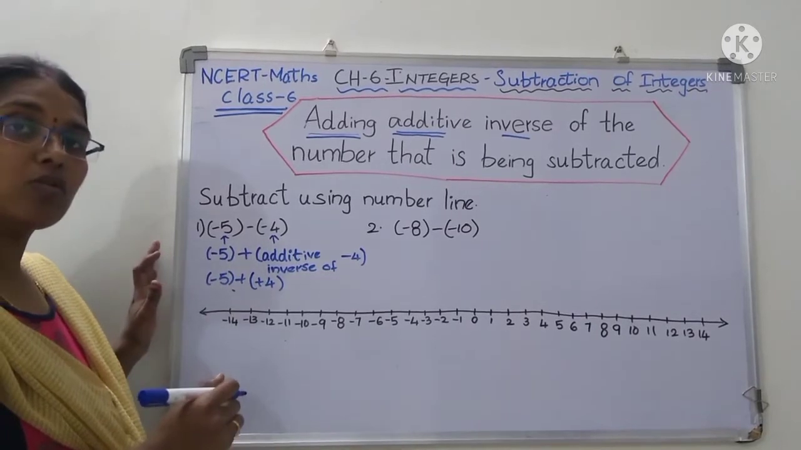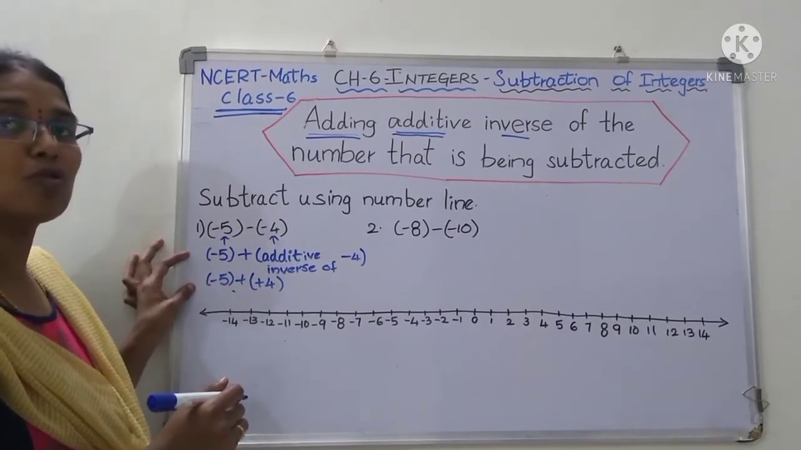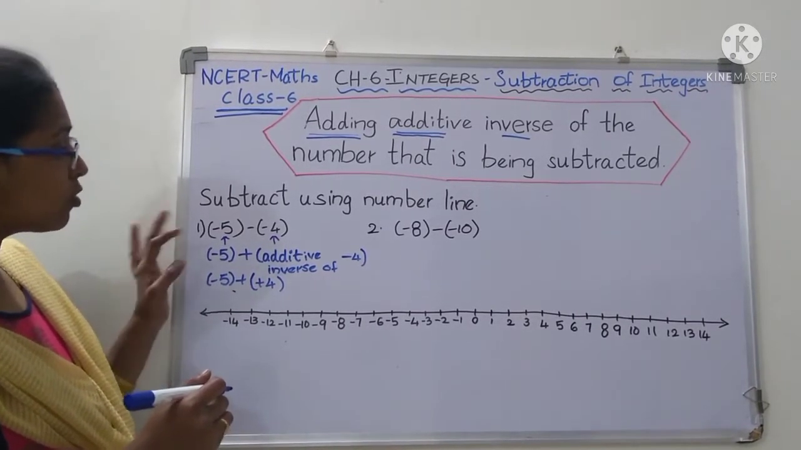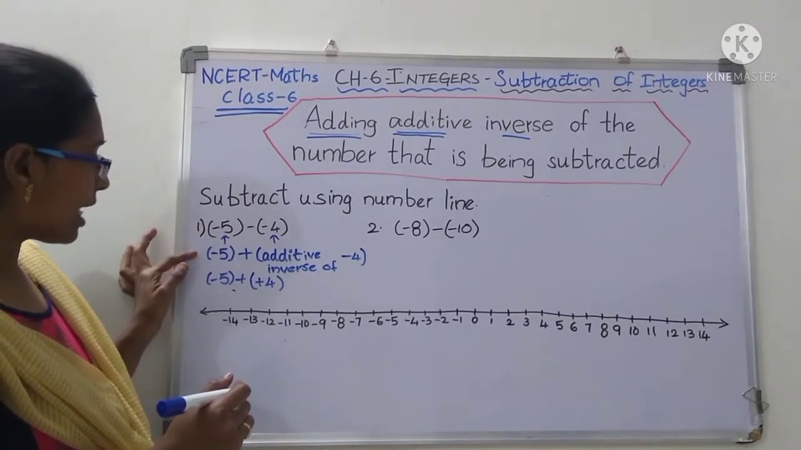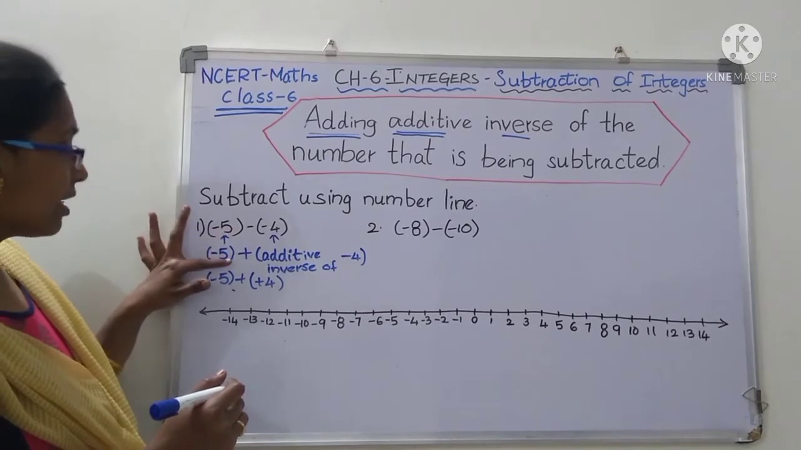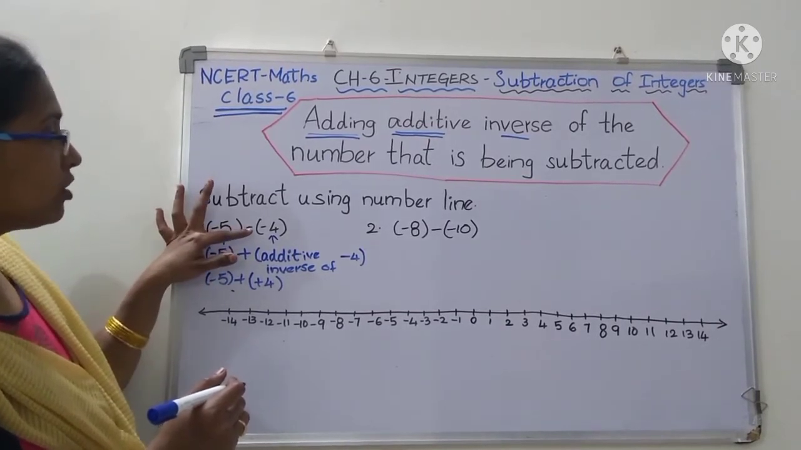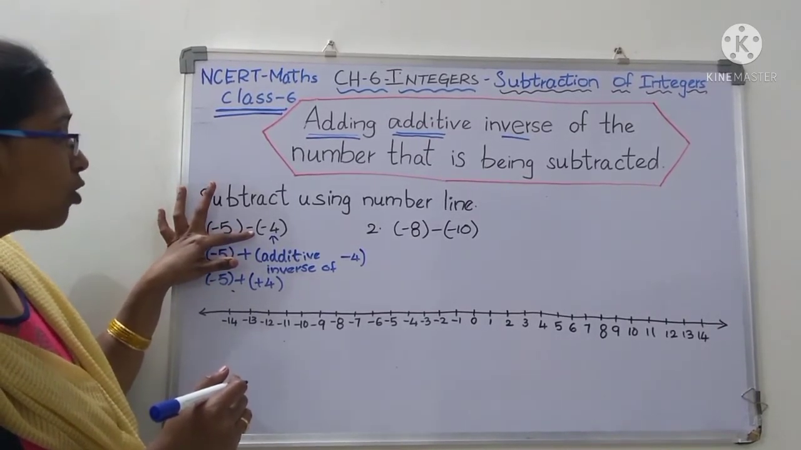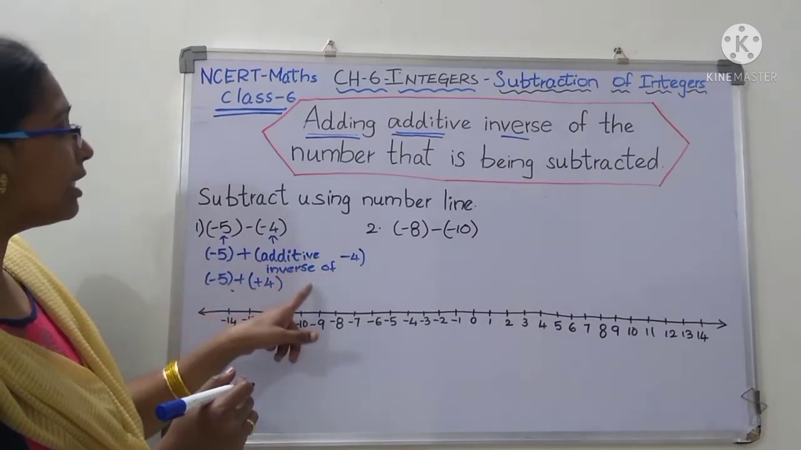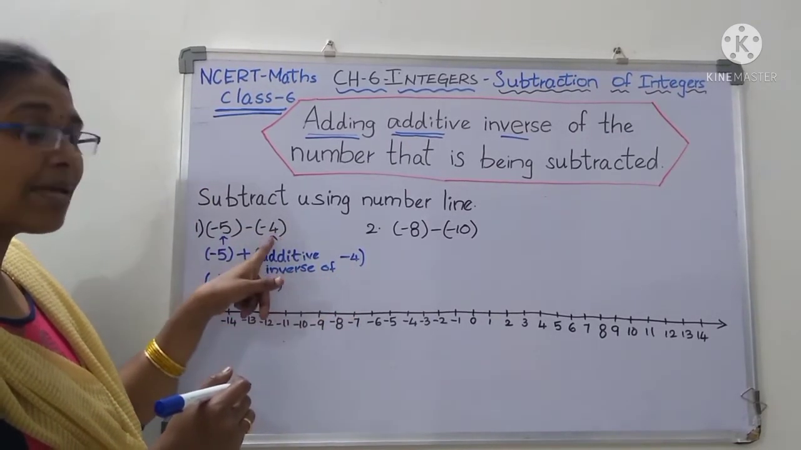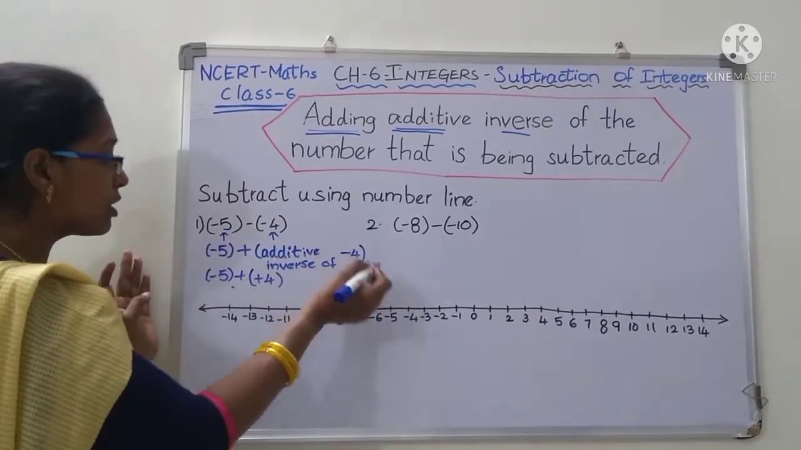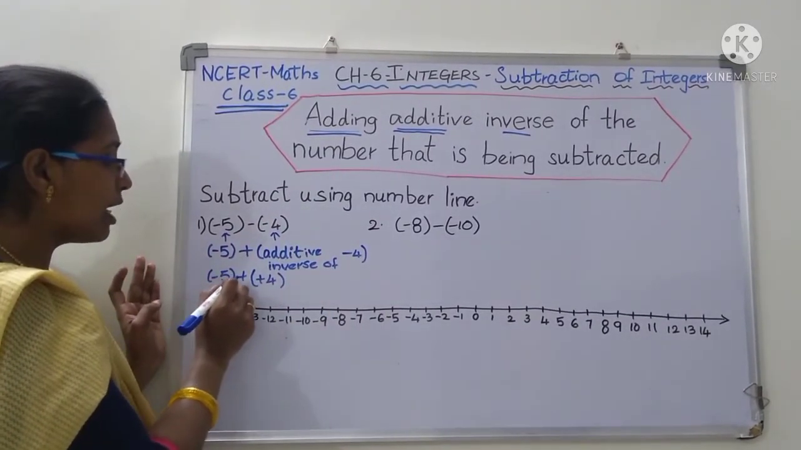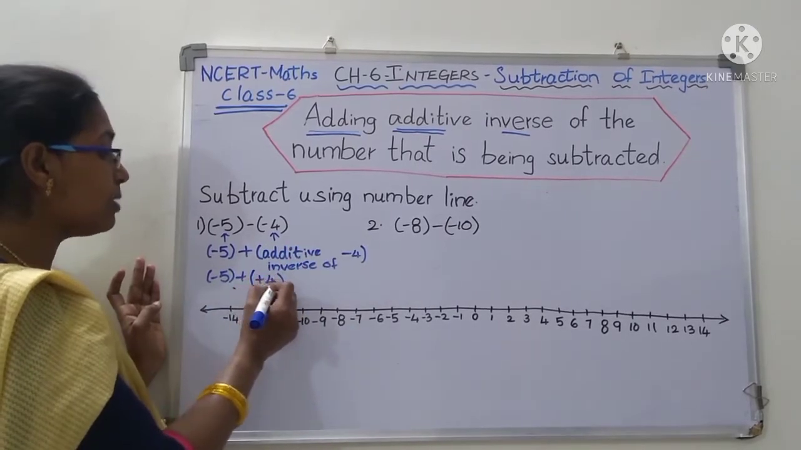Okay, normally without using a number line you do the same steps to solve subtraction. Here also to solve the subtraction you follow the same steps. First write the first number as it is. Then change minus to plus. Then change the second number. How do you change the second number? You will write the additive inverse of the second number. Second number is nothing but the number being subtracted. Additive inverse of minus 4. It became minus 5 plus additive inverse of minus 4, which is plus 4.